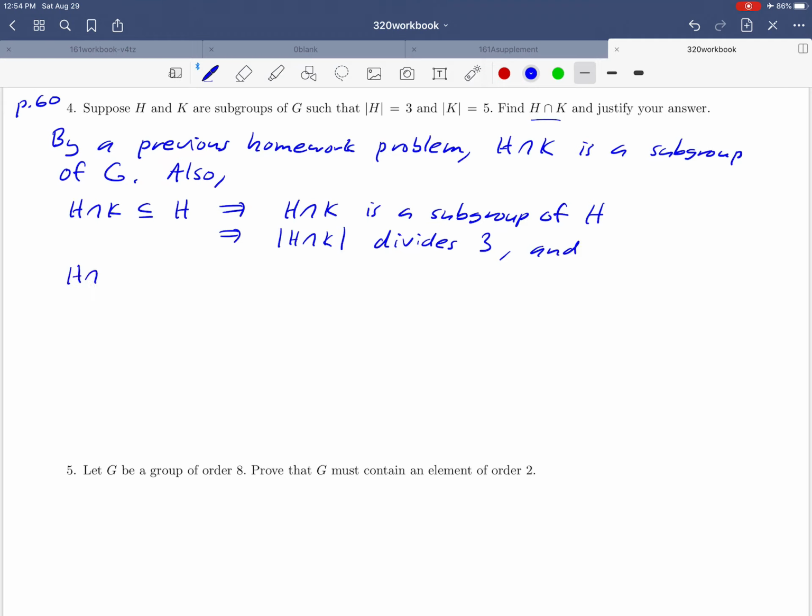Okay, and we can make a similar argument with H intersect K and K. We also know that H intersect K is a subset of K, and therefore a subgroup of K. So the order of H intersect K, again by Lagrange's theorem, has to be a divisor of the order of K, which is 5.